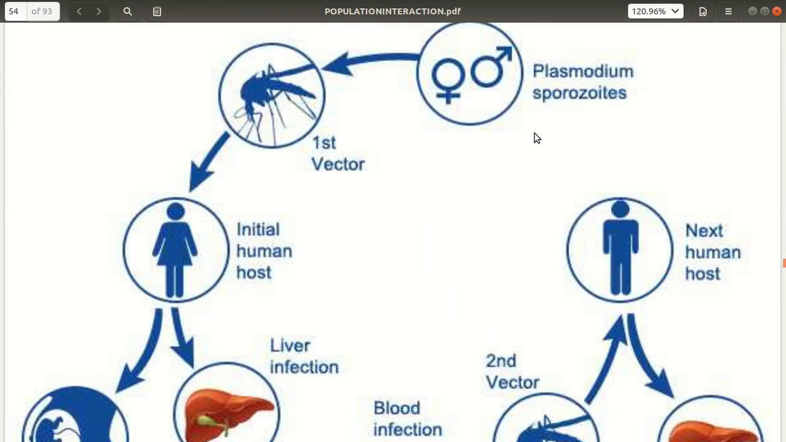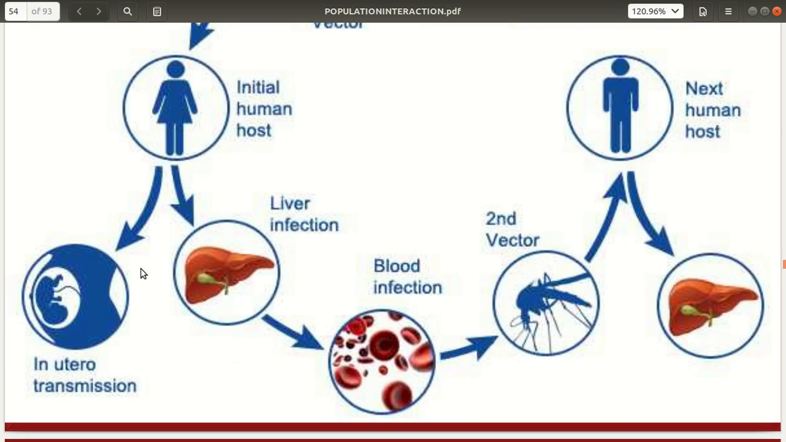In the case of Plasmodium, that is Plasmodium vivax, the sporozoites have to enter into the mosquito. The mosquito is the vector, and it bites the initial human host. Now the infected human host is going to multiply them, and if it is a female and she is pregnant, the fetus also is going to have a transmission of this parasite.